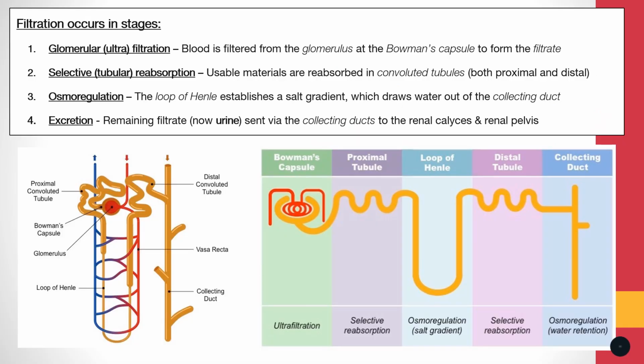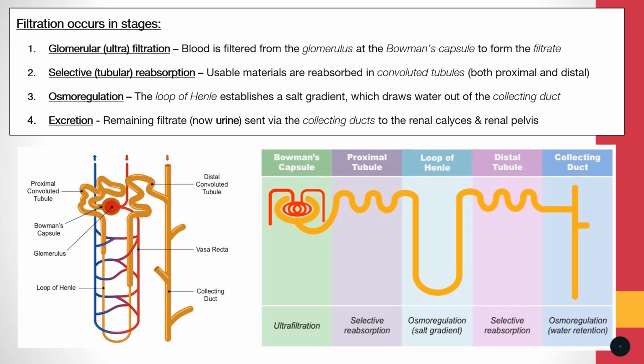So filtration is going to occur in different stages. First we have what's called glomerular filtration. You'll also hear this referred to as ultrafiltration. Blood is going to be filtered from the glomerulus at the Bowman's capsule to form the filtrate. So this is the very first little area that we get to, like a little capillary ball, and then you see that it's encapsulated. Next, we'll have selective reabsorption. You'll also hear this referred to as tubular reabsorption. So usable materials are going to be reabsorbed in the convoluted tubules, both in the proximal convoluted tubule and the distal convoluted tubule.